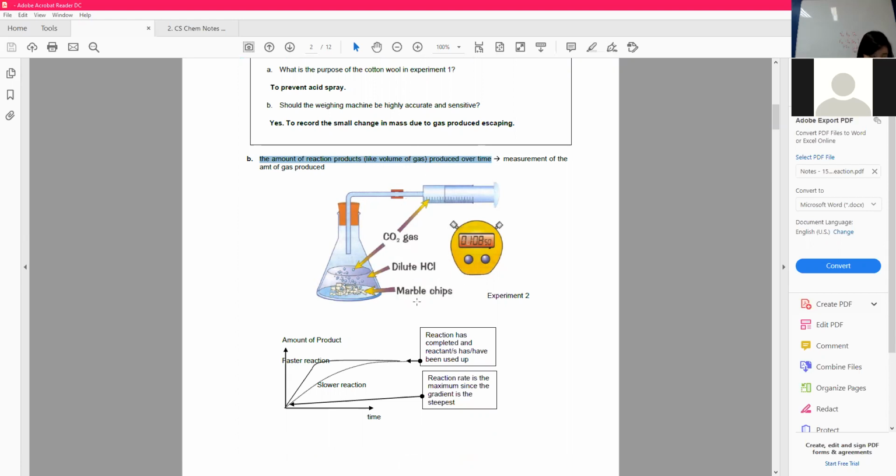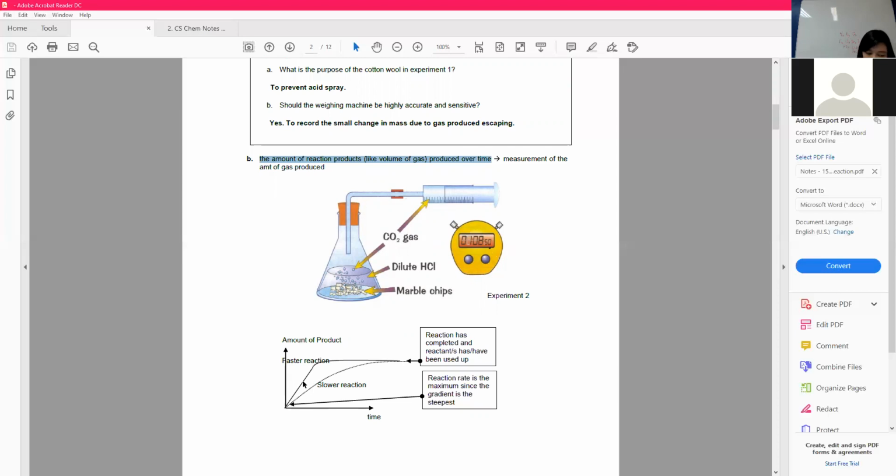So example like this one, you have your marble chips. Marble chips is calcium carbonate. So calcium carbonate with acid, you will get salt plus carbon dioxide plus water. So you measure how much carbon dioxide is produced over time. And you notice your graph is going to be an increasing graph.